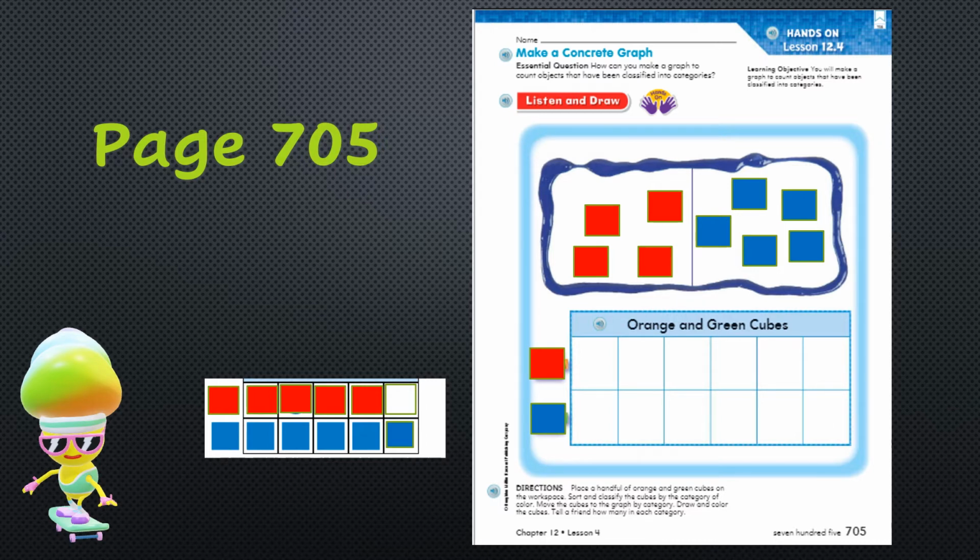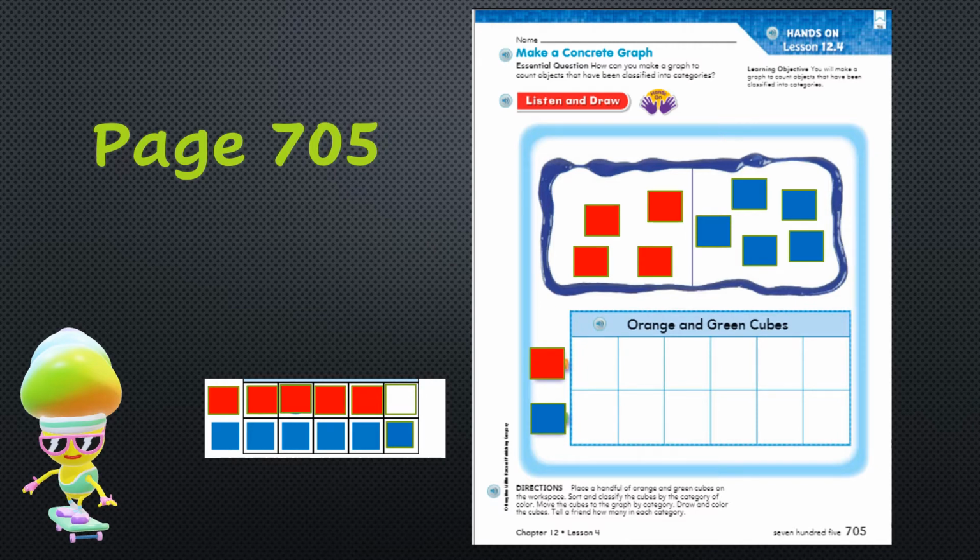Okay, I know on your page you have orange and green, and I only gave you blue and red squares. So you're going to replace your orange square with a red square. And you're going to replace your green square with a blue square. So instead of orange and green, we are going to be using red and blue. All right, and this is what we're going to do today.